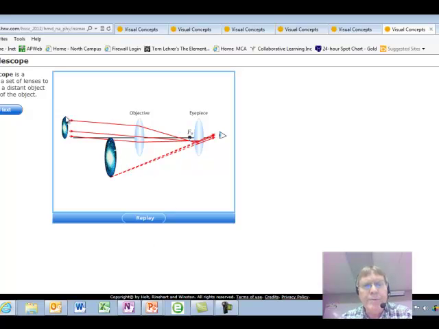Okay, and again, remember, with a telescope, you're looking at objects that are so distant that the rays of light from them are coming in effectively parallel to each other, and they will then form an image real close to the focus of this lens, and then that is placed such that the eyepiece lens magnifies that image.